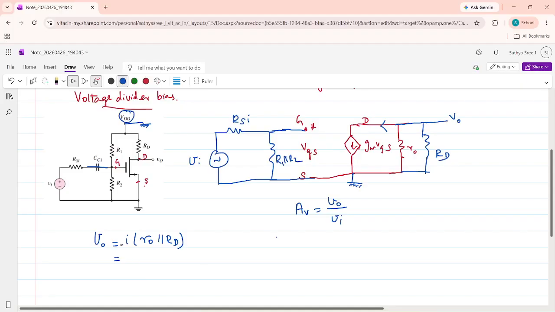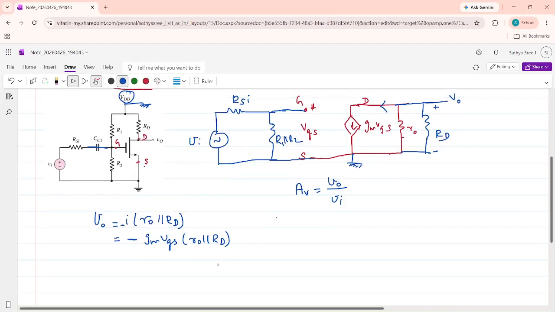Here we have a minus sign. Why is there a minus? Because this is the positive terminal and this is the negative. This is grounded, right? So this is positive and this is negative. So the current direction is from this negative to positive. So V0 is minus, multiplied by R0 parallel RD. So minus this I, which is gm VGS, R0 parallel RD. So this is V0.